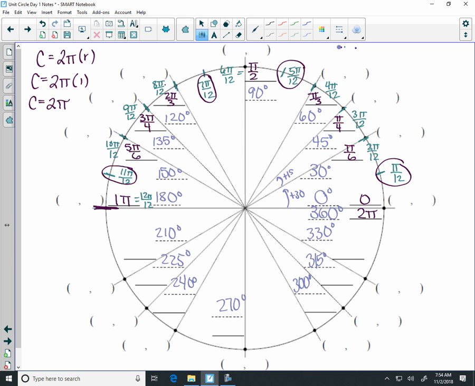So when introducing the unit circle, it's a lot of numbers, and it's a lot of numbers that are in fraction form with pies in them. And so because of that, I think it was very, very confusing.